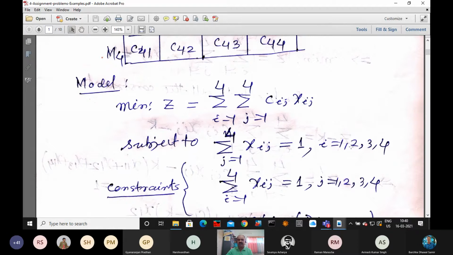They are binary. So in this equation, there are 4 such equations. In each equation, only one of them is non-zero, the rest are all 0. Similarly, summation over i varies from 1 to 4 of xij equal to 1, j varies from 1, 2, 3, 4. Here also one of them is non-zero, that is 1, the rest are all 0.